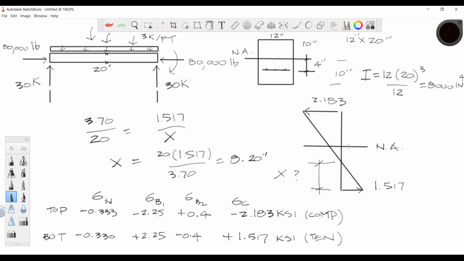So what that's saying, we know that the neutral axis is at 10 inches up. This is below it, and from that edge up, it's 8.2 inches, which makes sense from our diagram. Okay.